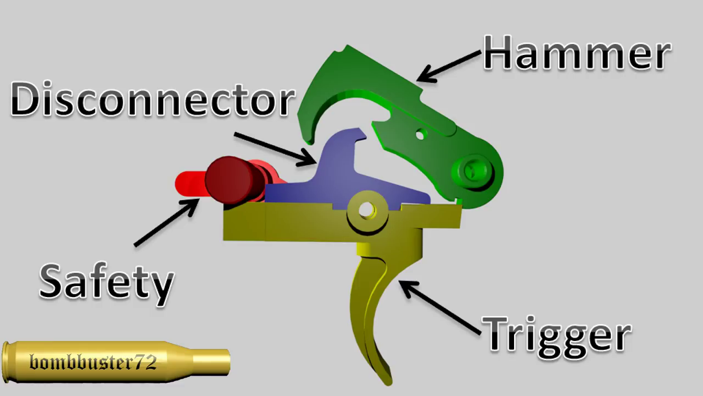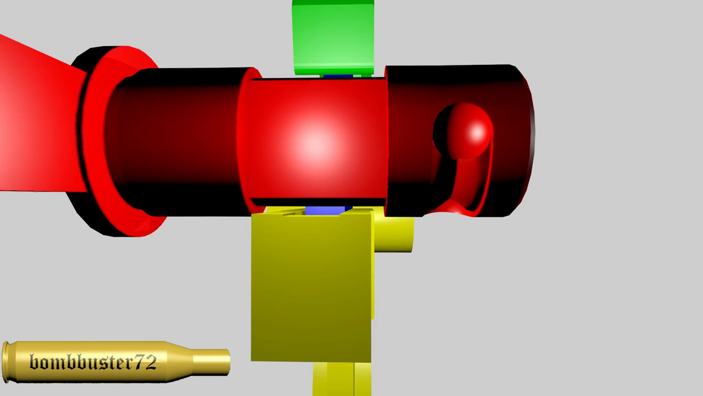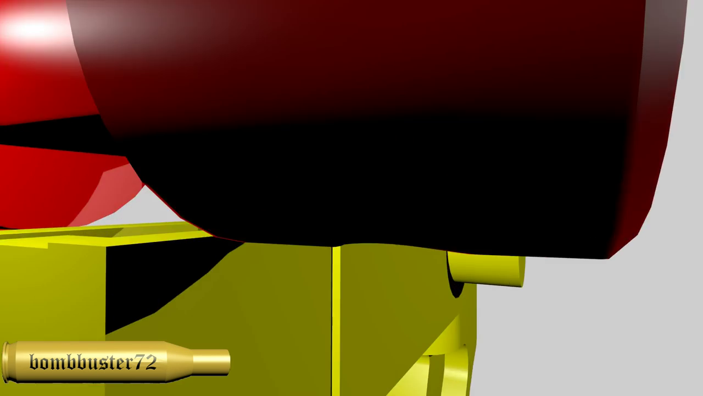Today I have a 3D animation for you guys, and this is an overview of an AR-15 trigger and its functioning. These are the four main parts that we're going to be talking about: the trigger, the hammer, the disconnector, and the safety. And there's also some various springs involved. Now this animation is going to play through a couple of times, so hopefully you can catch everything that's going on inside of the trigger group when you squeeze off a round.